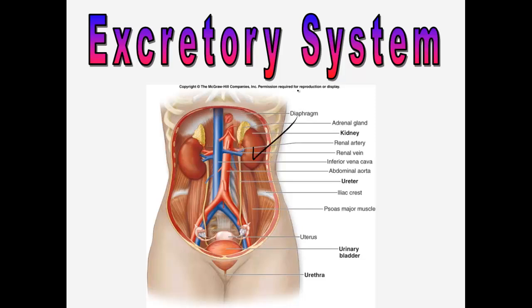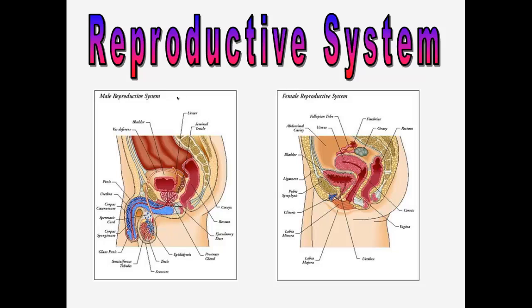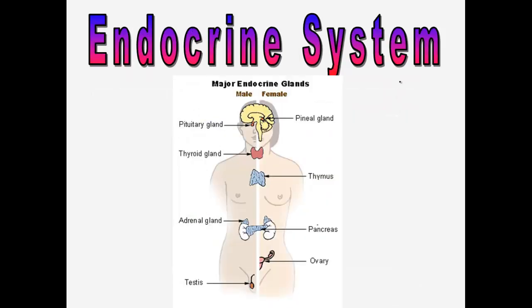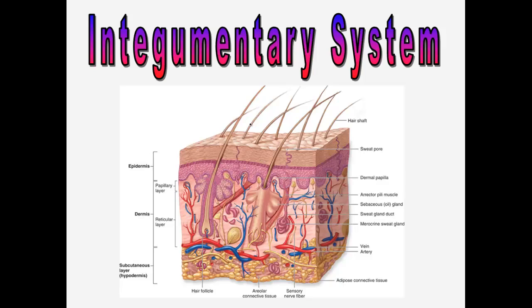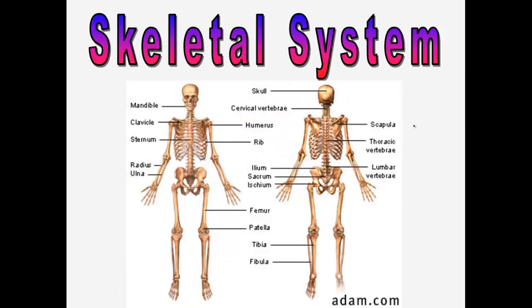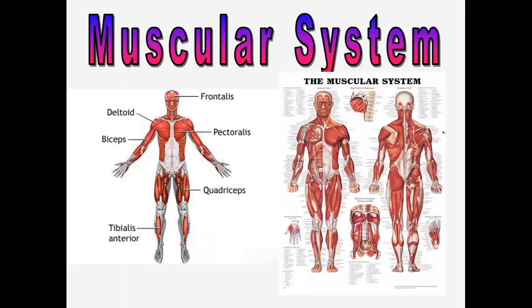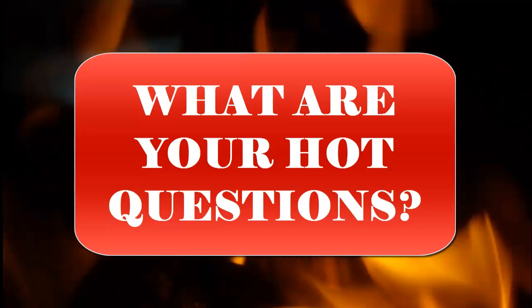We'll be talking about the excretory system and how we create urine. And then, of course, my favorite, we'll be talking about the male and the female reproductive system. Along with all of those, we'll be talking about hormones, and that's called the endocrine system. And we'll be talking about hormones within all of the other systems. We've already talked about the thyroid gland and the pituitary gland. We won't be talking about the integumentary system, the skin. We won't be talking about bones and the skeletal system. We won't be talking about the muscular system. That's it. Make sure you come to class with your hot questions about how our bodies are organized.